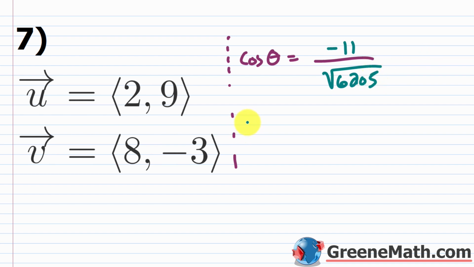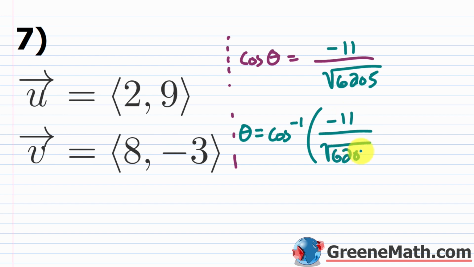So in your calculator, let's say that theta is equal to the inverse cosine of this guy right here, so -11 over the square root of 6,205. Again, be very careful about how you key this in, because you might get a domain error if you're not specific. If I round to the nearest hundredth, I get about 98.03 degrees. So that's going to be the approximate angle between these vectors u and v.